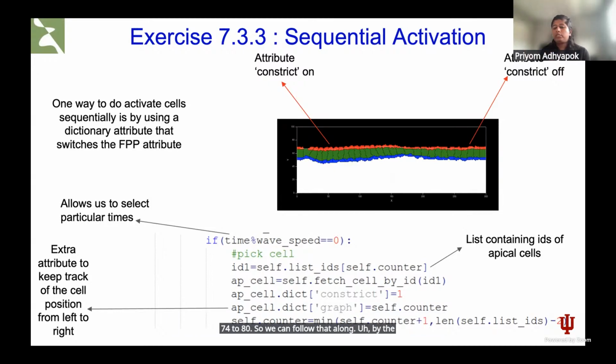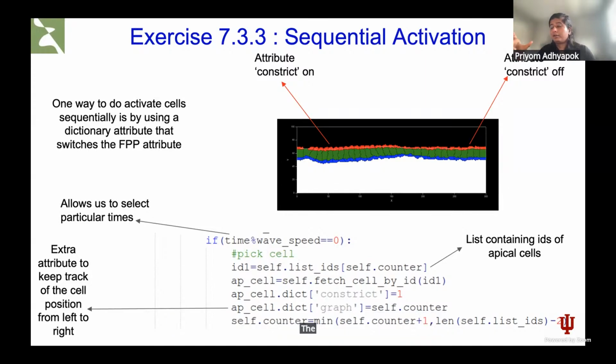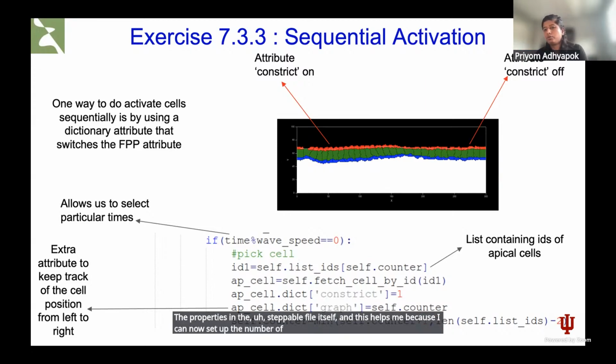By the way, because I wanted these codes to have greater Python flexibility, if you look at the start function of these codes, you might also see that I'm initializing a lot of the cell properties in the steppable file itself. This helps me because I can now set up the number of cells I want, and while I'm initializing the cells, initialize the constrict, the graph, all of these dictionary attributes, or if I need to keep track of any other things, I can just do it in the Python steppable alone.